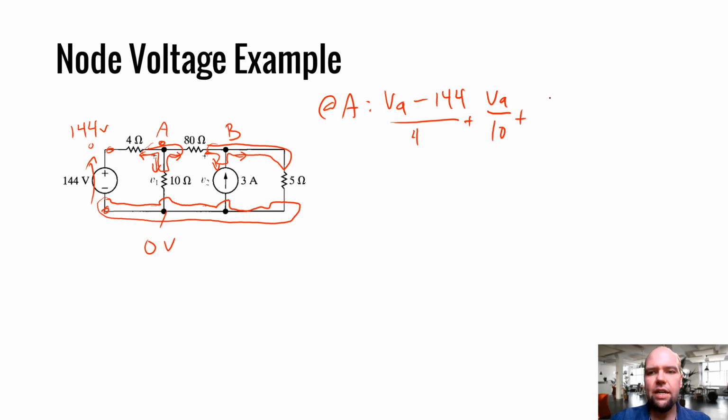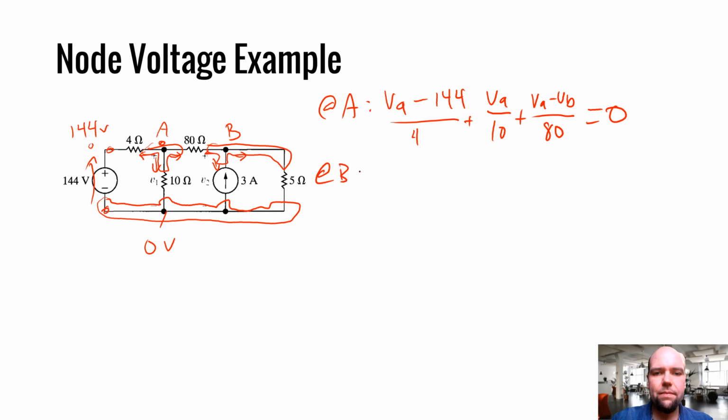And then the current to the right is going to be VA minus VB divided by 80. And I guess I labeled them uppercase A and uppercase B, and now I'm using lowercase subscripts for the voltage. So I shouldn't do that. I apologize, but it felt natural. And that total current is equal to 0 by Kirchhoff's current law.